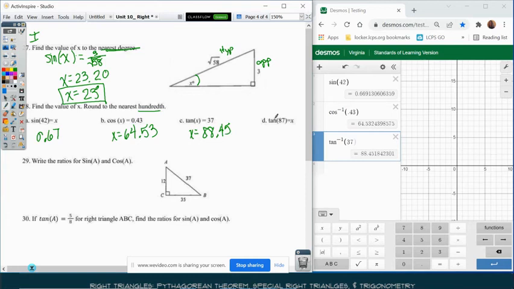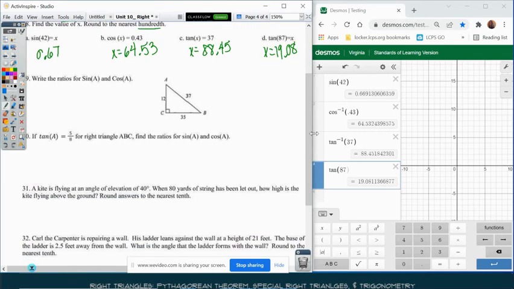Part D wants the tangent of 87 to be equal to x, so I'm looking for what that number is when I put in the tangent of 87. It will give me out my value. So x then is approximately 19.08. And there we are. We put those values right into our calculator.